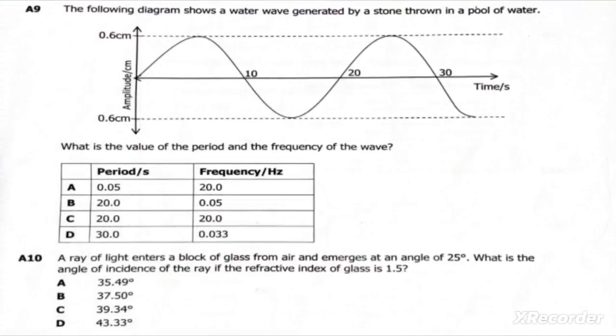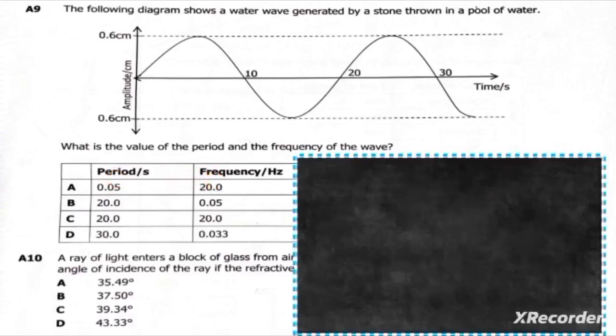Question A9 reads, the diagram shows a water wave generated by a stone thrown in a pool of water. The question continues, what is the value of the period and the frequency of the wave? The first column, we are given period in seconds. The second column, we are given frequency in hertz. So to answer this question, we are going to say period is equal to time divided by number of waves.